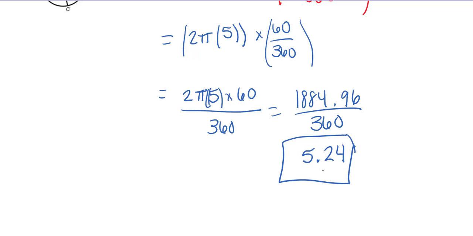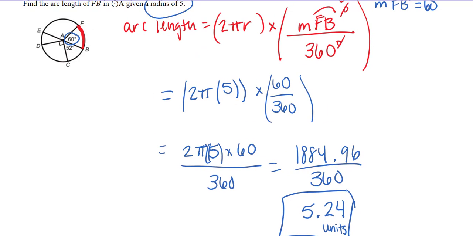And we really don't know what it's in, so we can just say units. It could be centimeters, it could be inches, it could be meters, we're not sure, so we're just going to put units just to clarify that this is a length. So we're not sure what that is, but whatever units it is, it's 5.24. So that's the arc length of this portion.